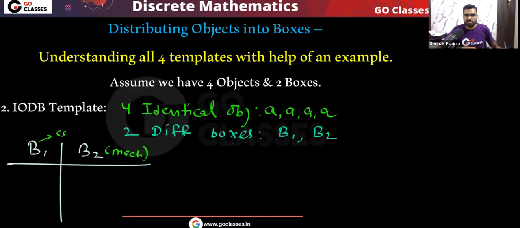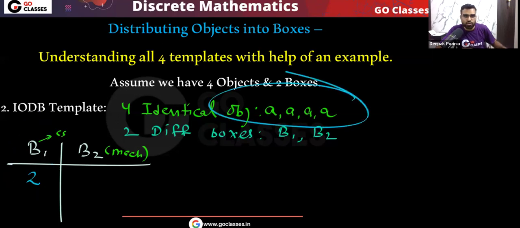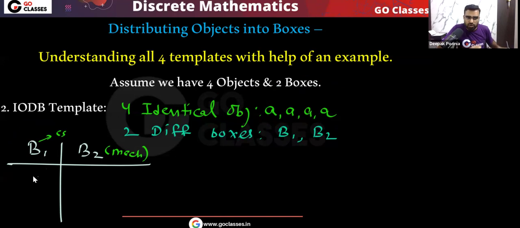Now here you can notice that all the objects are identical. So you tell me one thing. If I put two elements here and two elements here, does it matter which two elements I am putting in this box B1? No, it does not matter, because remember, all the four elements are same. All of them are same A. So you can see that which two elements I am putting, that does not matter. The only thing that matters is how many elements you are putting here.